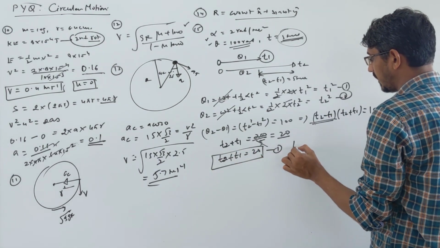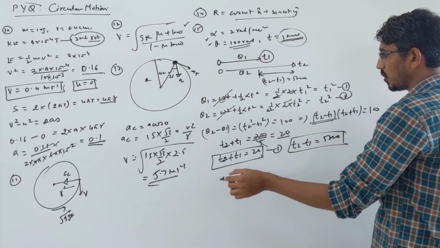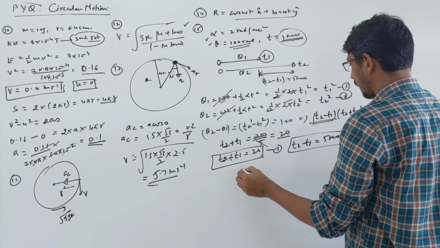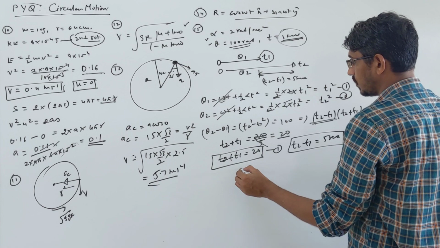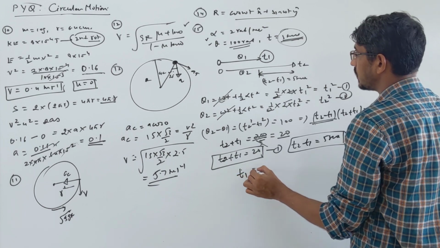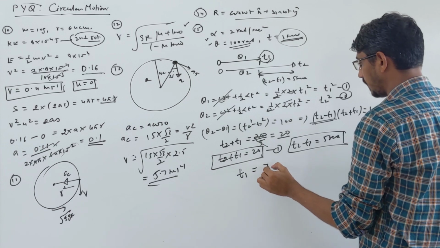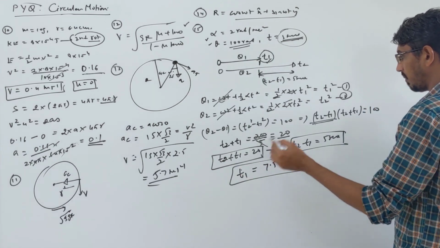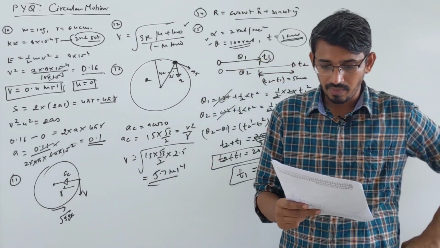Okay, this is one equation. Then t2 minus t1 is 5 seconds, which we already know. Let's solve these two equations. When we solve, replacing one variable, you will get t2 as 25 by 2 and t1 as 15 by 2. So t1, the time at which this motion starts from this point, becomes 7.5 seconds, 15 by 2. Okay, correct only.